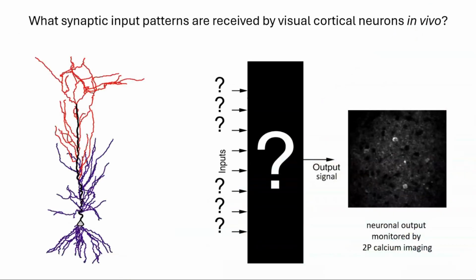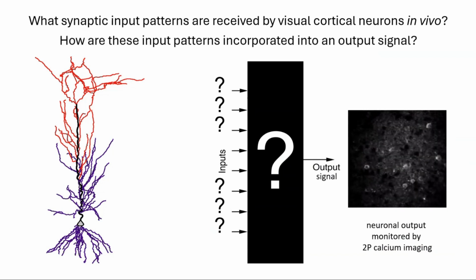Our research at UCL addresses a key unanswered issue in systems neuroscience, which we can summarize in two main questions. The first question is, what are the synaptic input patterns that are arriving on the dendrites of the cortical neurons? And the second is, how are these input patterns incorporated into the output signal of the neuron? We investigate pyramidal neurons in the visual cortex in vivo, and the cell's neuronal output is monitored by two-photon calcium imaging.